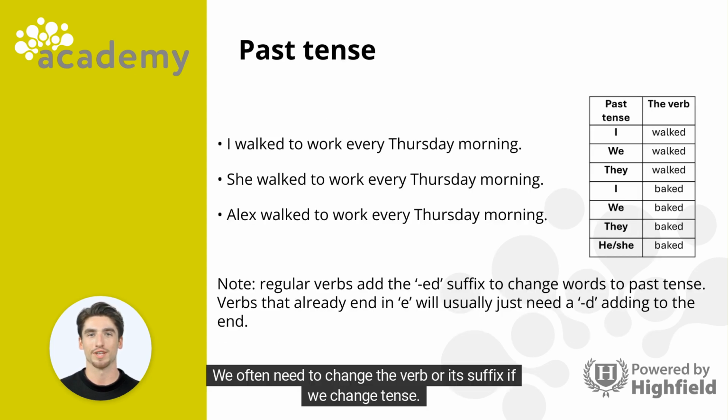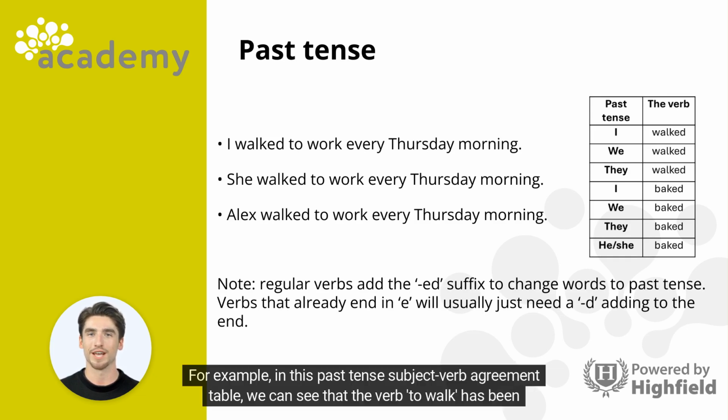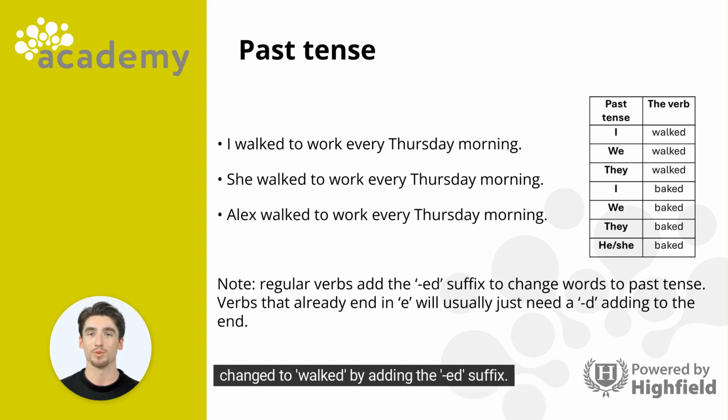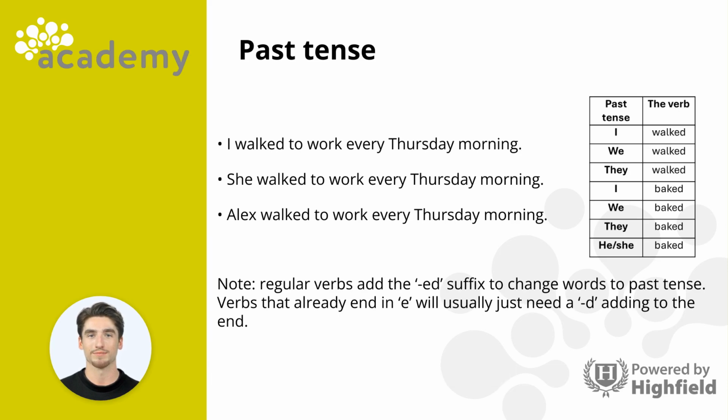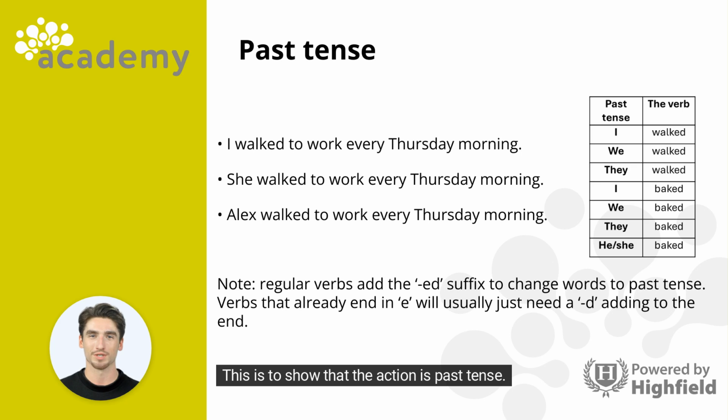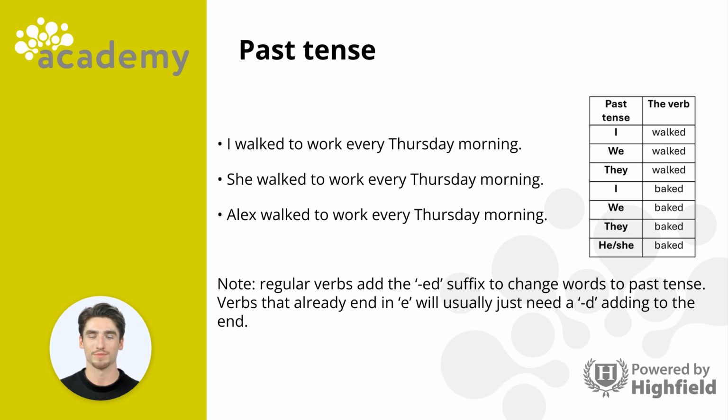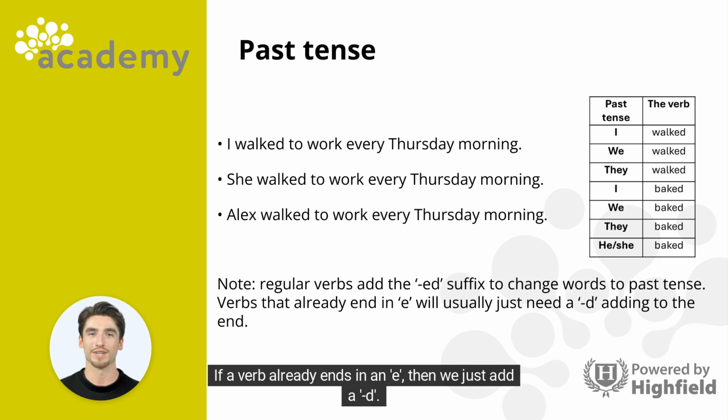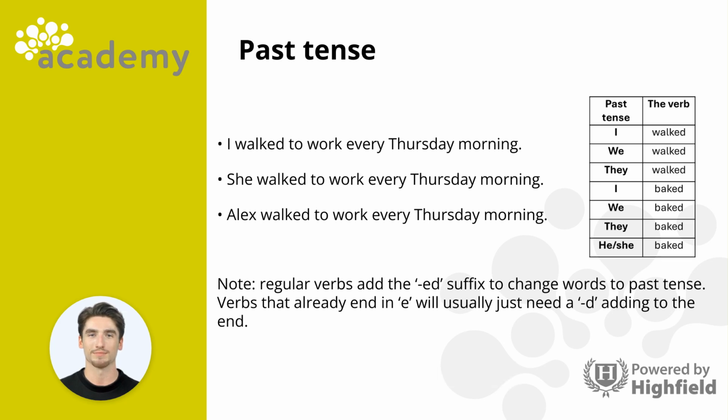We often need to change the verb or its suffix if we change tense. For example, in this past tense subject-verb agreement table, we can see that the verb to walk has been changed to walked by adding the ed suffix. This is to show that the action is past tense. We can also see that to bake has changed to baked by adding a d. If a verb already ends in an e, then we just add a d.